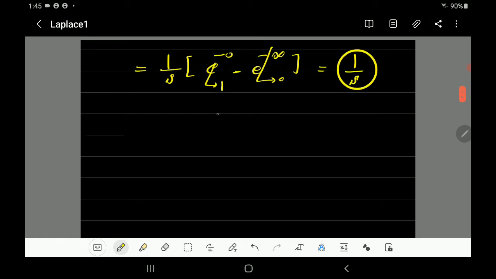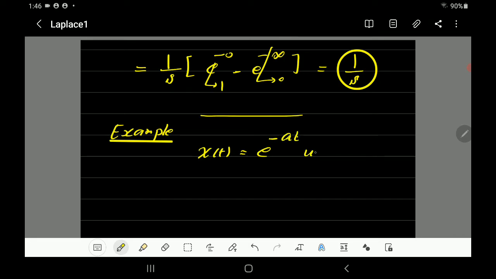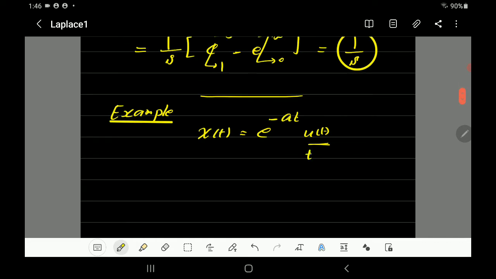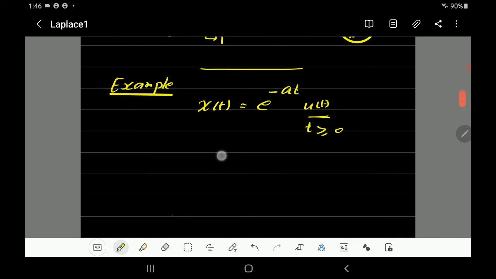Let's take one more example. The signal x of t is equal to the exponential, so let's say e to the power of minus at u of t. And we know that once you multiply any signal or function by u of t, it means that it's defined only for t greater than or equal to 0.